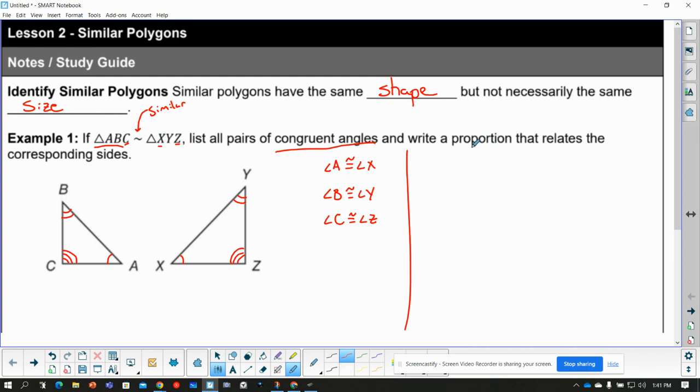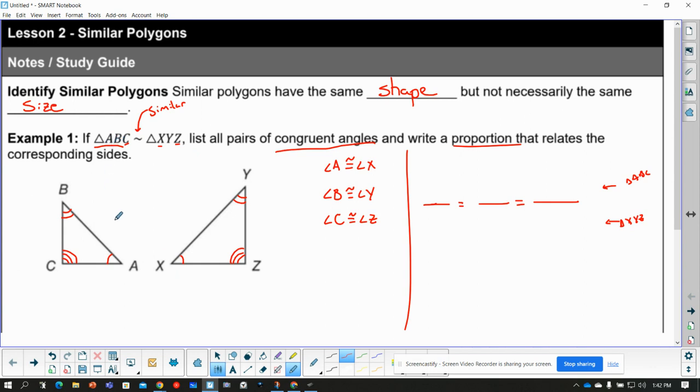The second thing that we have to do is write the proportion. Okay, so since there's three sides, I'm going to set myself up with three ratios here. Okay, and in the numerator of this, I'm going to put triangle ABC, and in the denominator, I'm going to put sides from triangle XYZ. Okay, so triangle ABC sides are going to go up here. Triangle XYZ sides are going to go down there. So notice again, the order of this is important.